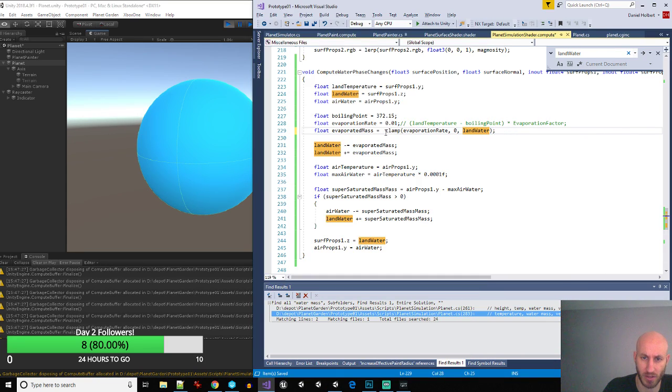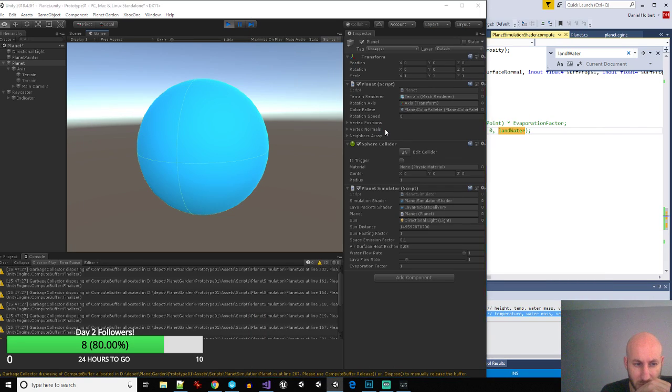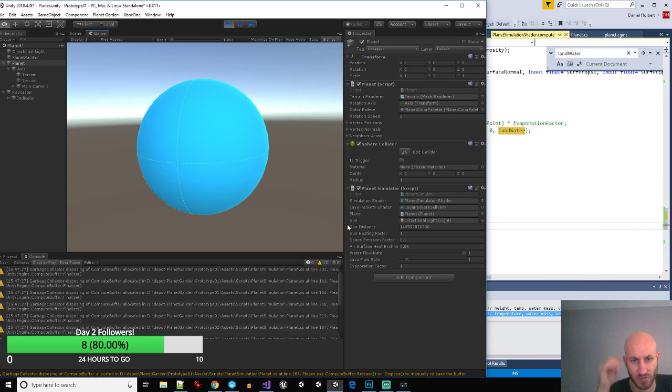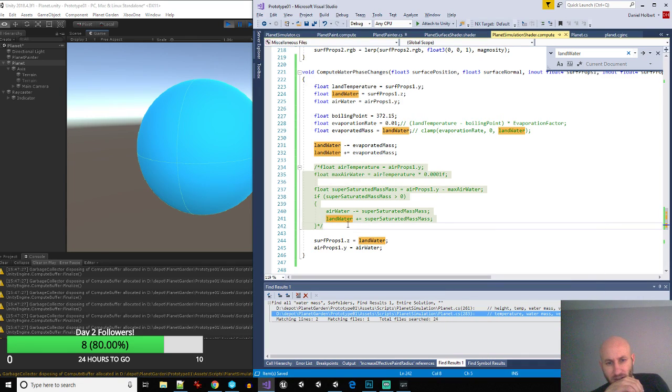What if it's like the amount of land water? That should all disappear instantly, but it's not going to because gremlins. So land water should be set to 0. Let me make sure that the rain part isn't messing with anything. It's like it's not even running.